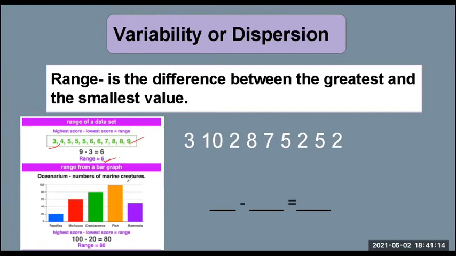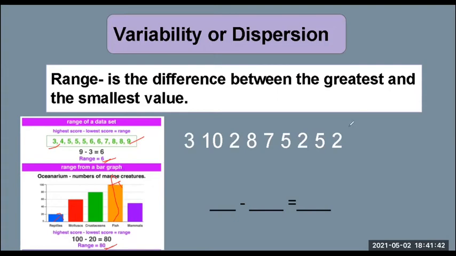And in the next example, our graph here, the fish hits 100. So our highest value is 100. And our smallest value is the reptiles, which is 20. Then if you get the difference, we have 100 minus 20, and we will be having 80 as our range.